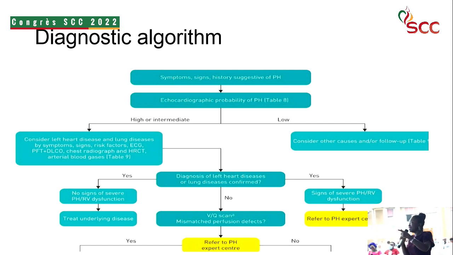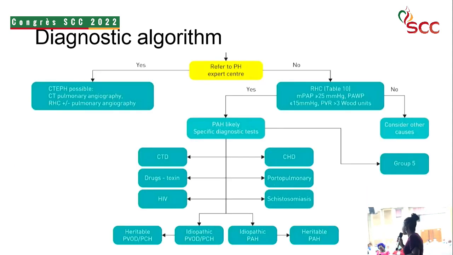Now, if the echo and all the rest give you a diagnosis of left heart disease, then if there are no severe symptoms, signs of PH or right ventricular dysfunction, you treat the underlying disease. Treat your lung disease, treat your heart disease. But if there are signs of severe right ventricular dysfunction already, then that patient should be referred to a PH expert center.